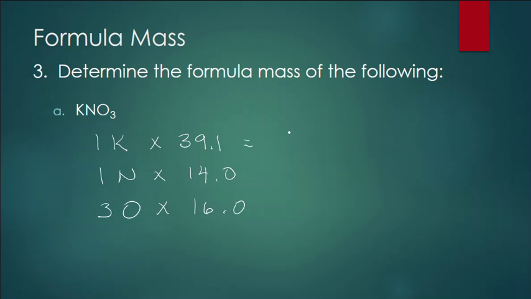So 1 times 39.1, 39.1. 1 times 14, 14. 3 times 16, 48.0. 1 plus 0 and 0 is 1. 9 and 4 is 13, and 8 is 21, maybe. 2, 5, 6, 10. 101.1 U. We cannot use grams.